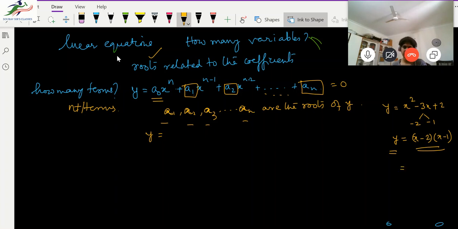See, the form is y is equal to x minus root 1 into x minus root 2, right? Because there are only two roots here. But if there are n roots, then we'll have the same logic. We will write this x as minus n.